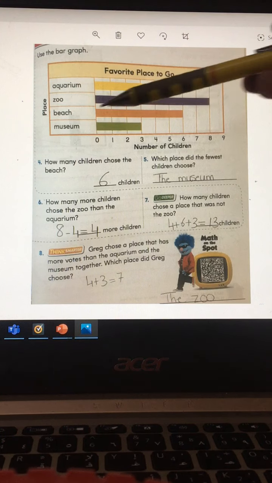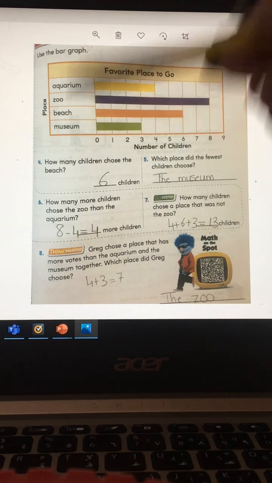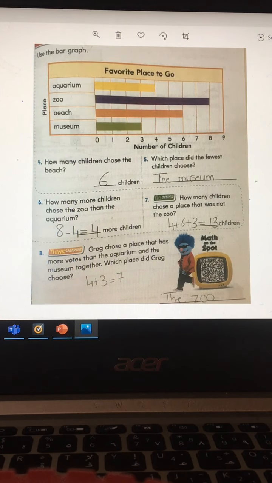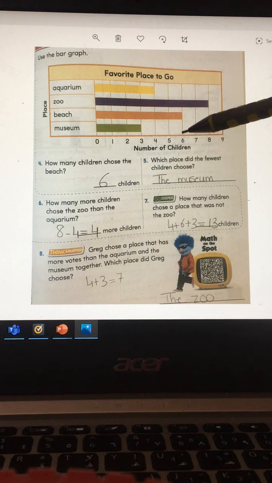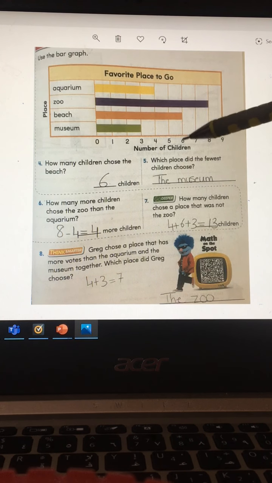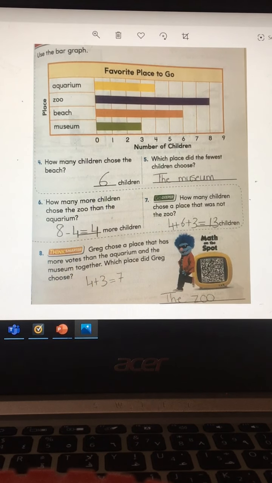We are going to look at the beach because in question number 4 they are asking about the children who chose the beach. The number of children who chose the beach is 6. 6 children favor or love to go to the beach. So the answer is 6.